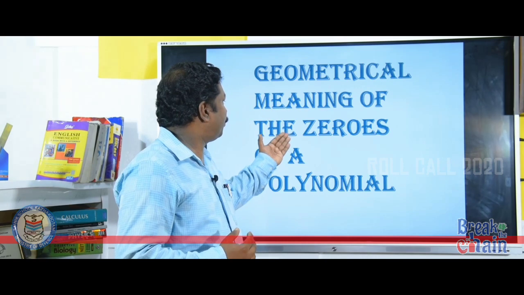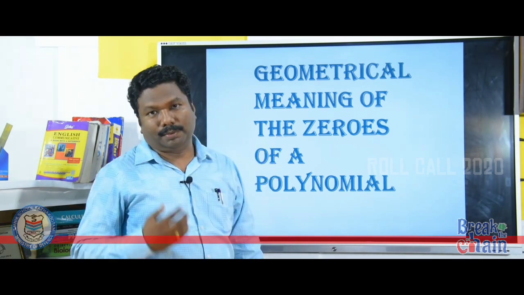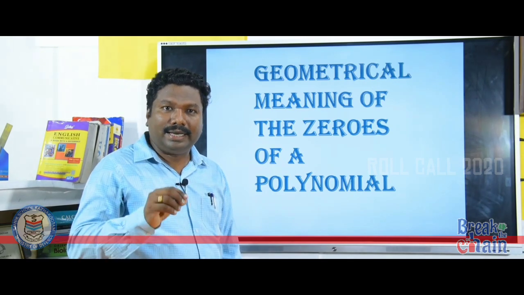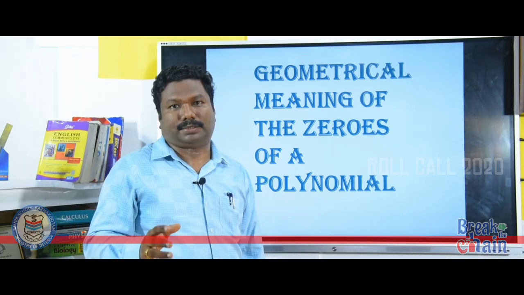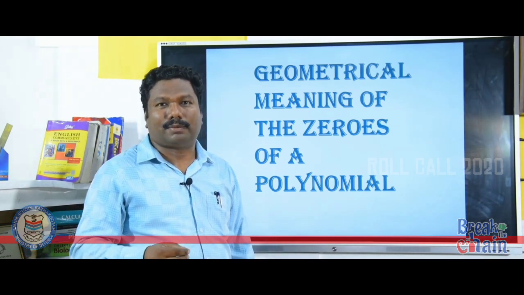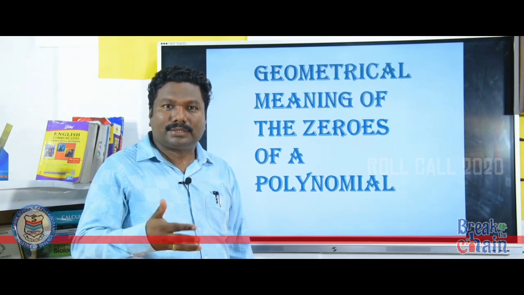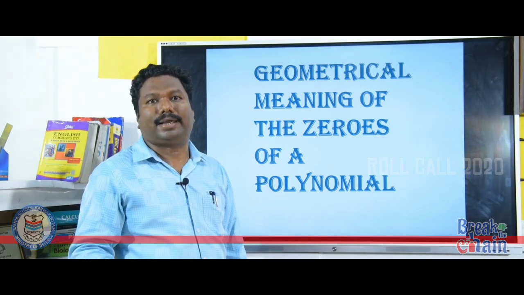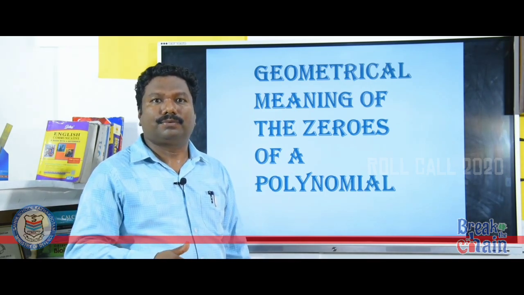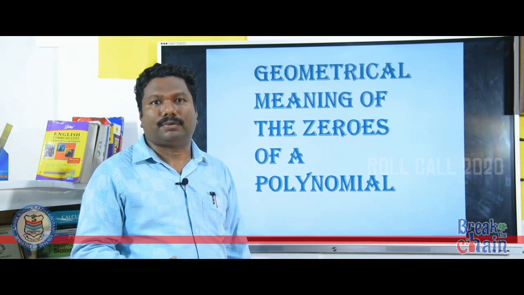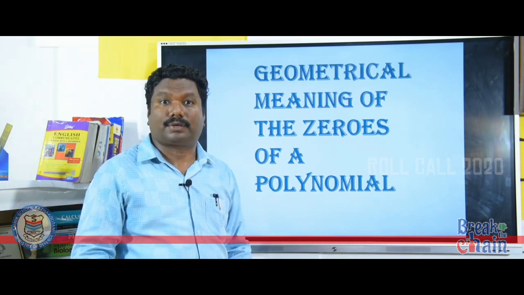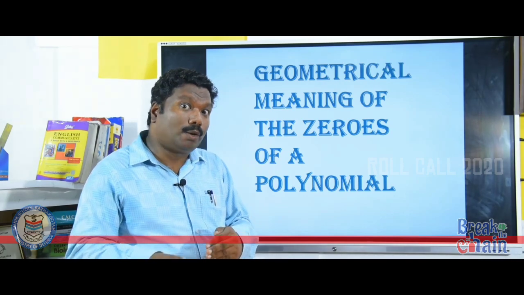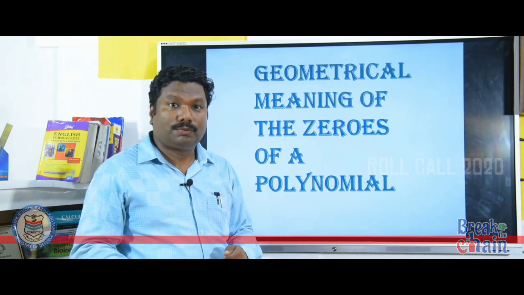Geometrical meaning of the zeros of a polynomial. What do you mean by geometrical meaning? Take a linear polynomial, for example, ax plus b. Ax plus b is a linear polynomial. What is its geometrical meaning? When this linear polynomial is traced on graph paper, what will be its outcome, a straight line or a curve? That is what is called its geometrical meaning. Then, what is the geometric meaning of its zero?